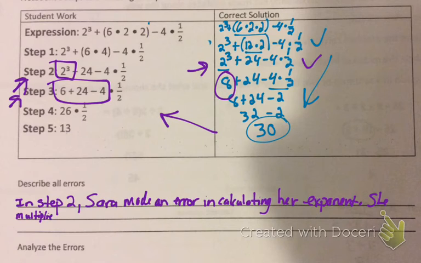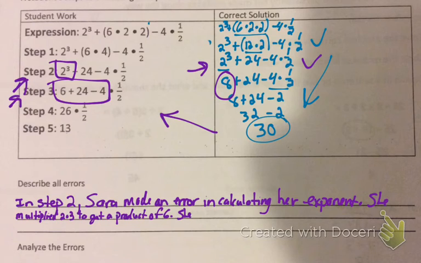Notice I'm writing pretty small this time. That's because I'm trying to get more details and more vocabulary words. The more vocabulary words, the better in this. Okay, so she multiplied 2 times 3 to get a product of 6.